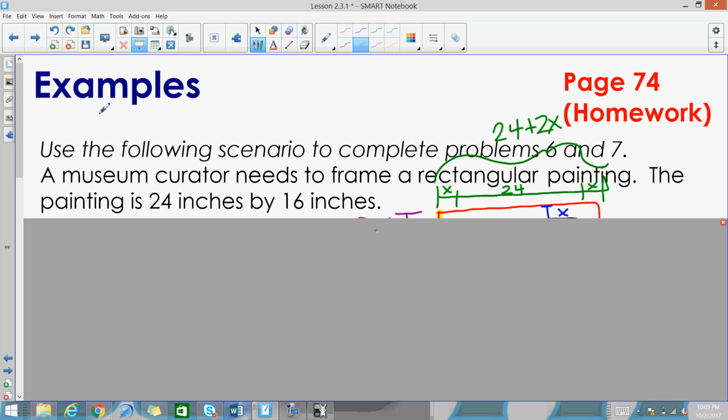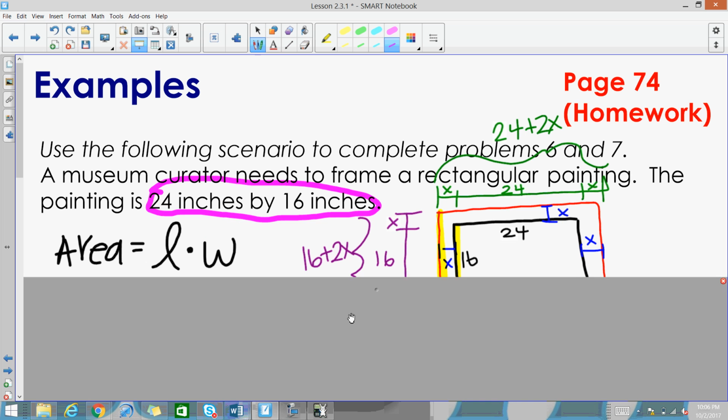I don't know which number this is, but it's from the homework, page 74. I believe it's example 6 and 7. It says a museum curator needs to frame a rectangular painting. Their painting is 24 by 16. Now, here's the deal. Because I had already done this, unfortunately, you're going to see everything. But I want you to know this 24 by 16 is actually going to be the black painting you see right here.